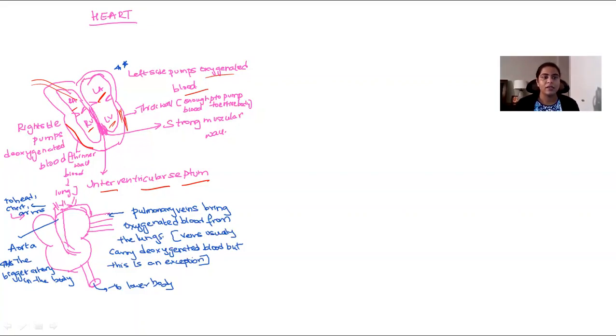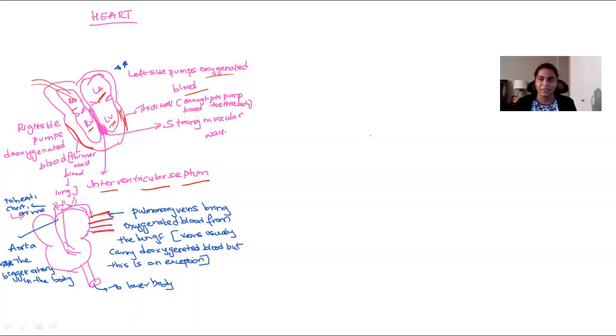Okay, next we have, below I have written, like I've told you that left side is really important because it is pumping oxygenated blood. Okay, now how does the oxygenated blood enter the heart? So from here it enters the heart. These are the pulmonary veins. So pulmonary veins brings oxygenated blood from the lungs.